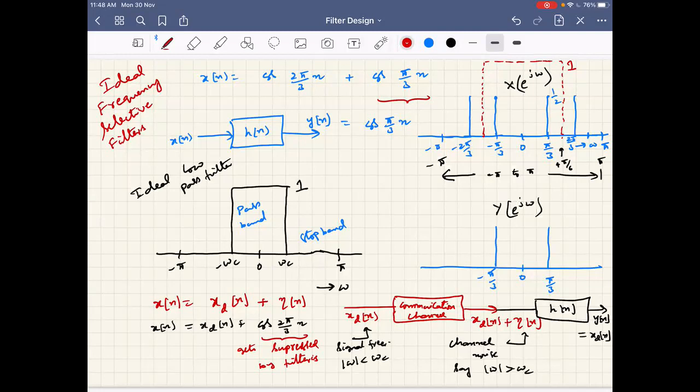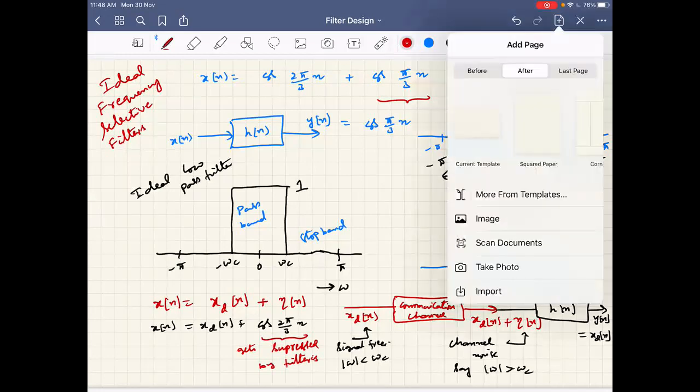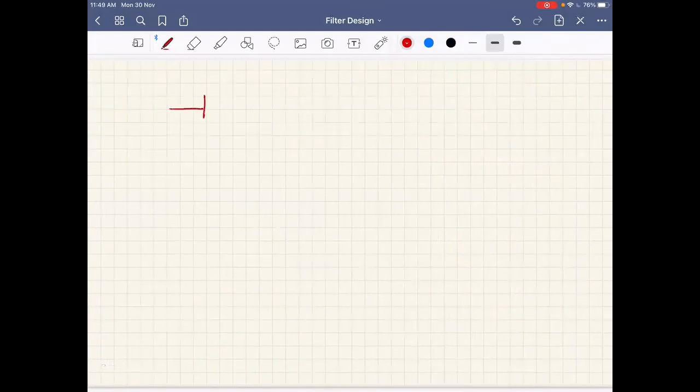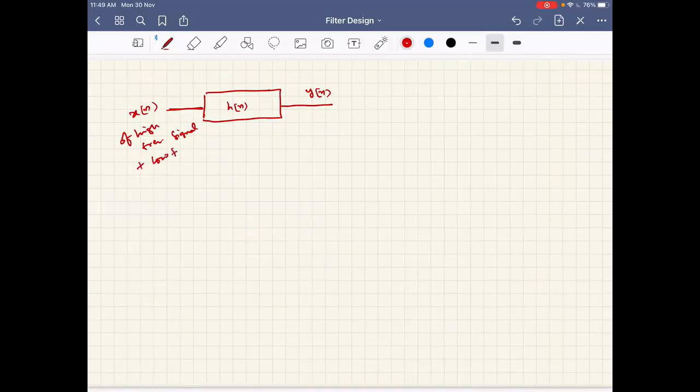So what do you think are the other kinds of frequency selective filters that we wish to discuss? Sometimes the signal may be of high frequency and the noise may be of low frequency. This is a very rare case, but still it may happen. So the desired x of n is high frequency, but the given x of n is a mix of high and low frequencies: a high frequency signal plus low frequency noise.